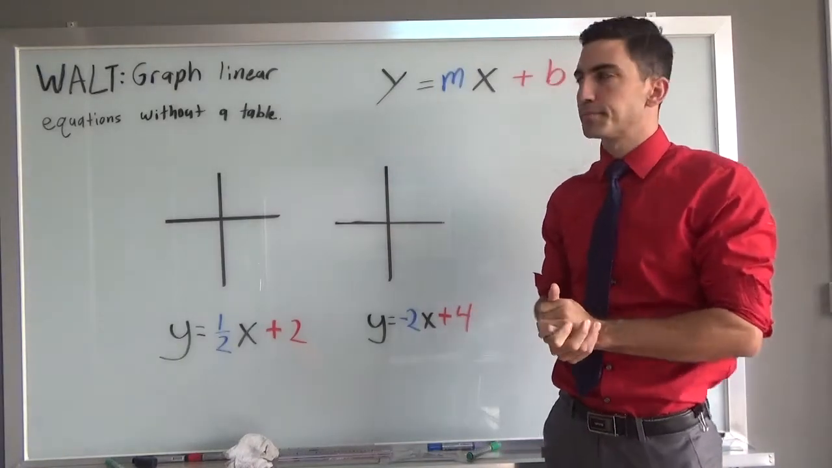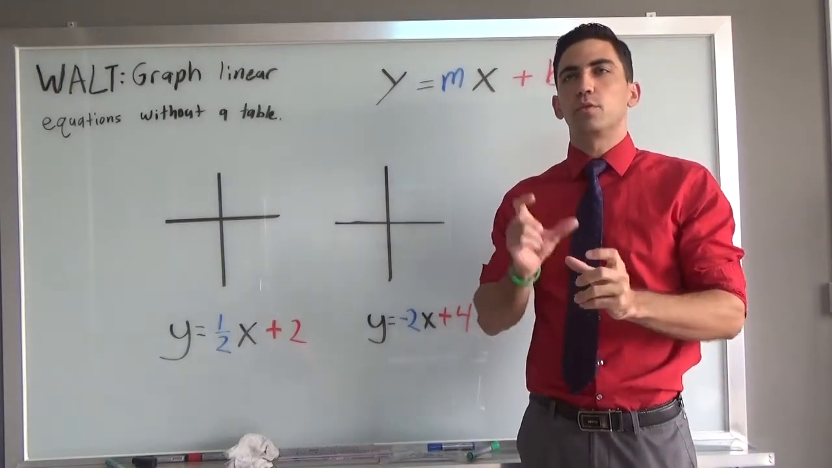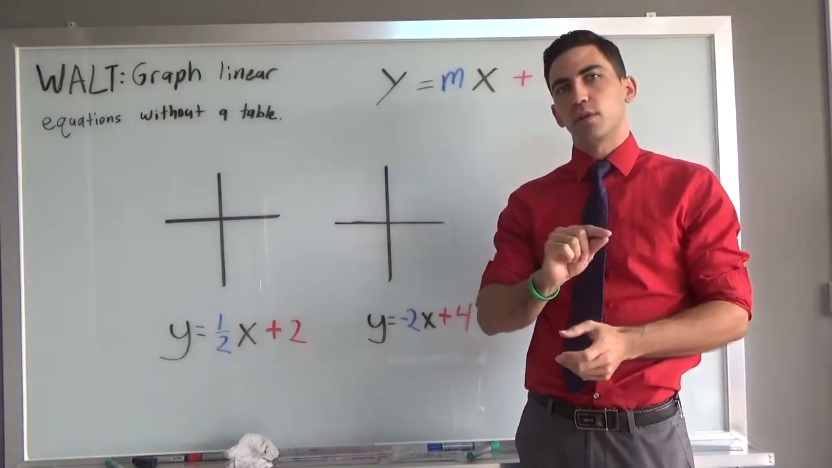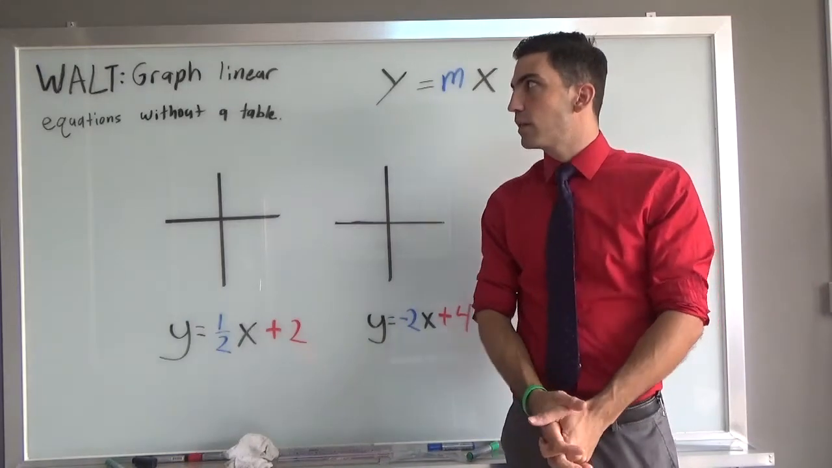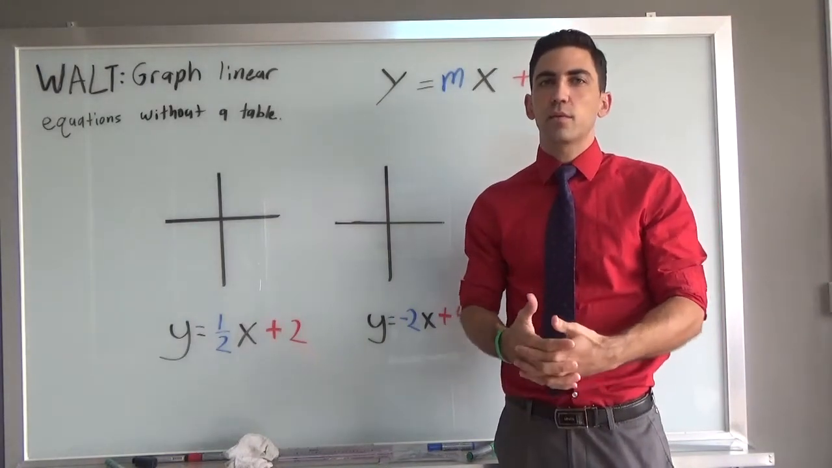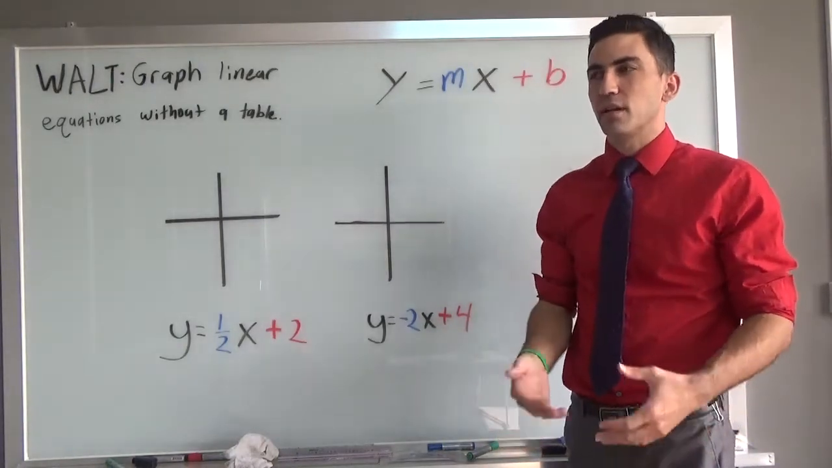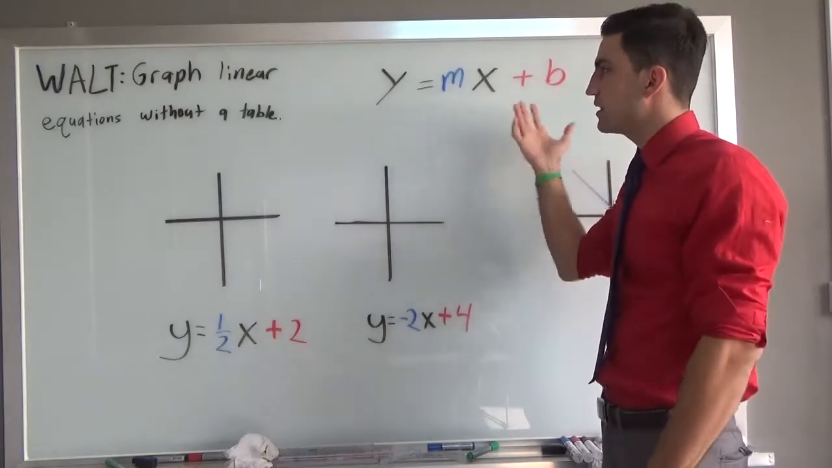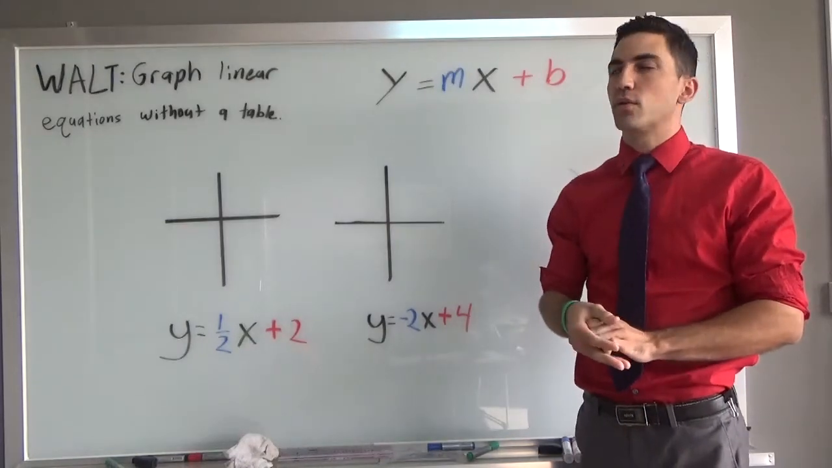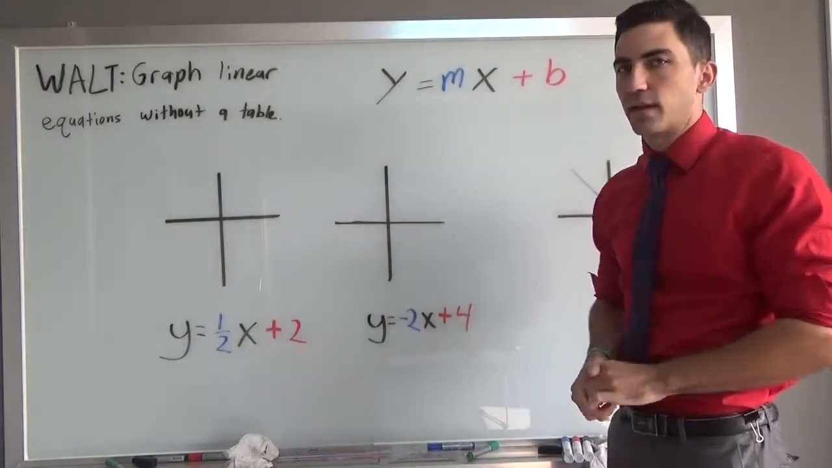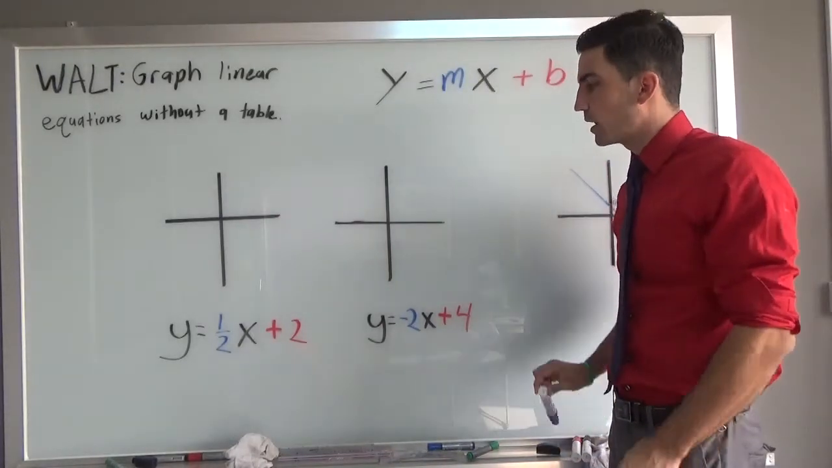the use of a table. So far, we have used tables as a way to plot the points of that line, and then we just connect those points to form our line. Today, we are learning how to graph without that, and basically what that means is we're going to learn how to read the equation and just see the elements of the equation, and if you know what you're looking for, you can actually just look at the equation and immediately know what the graph is going to look like. So let's get into it.